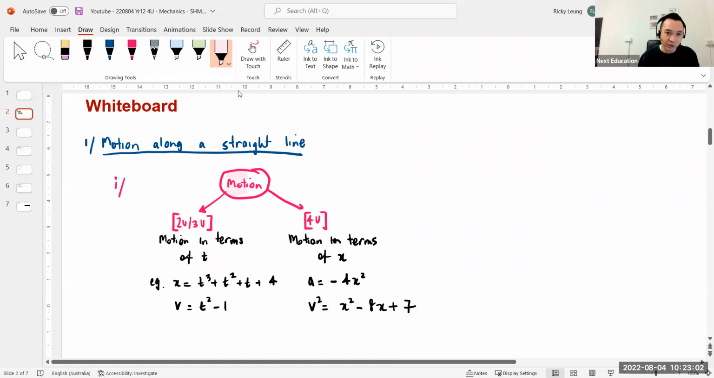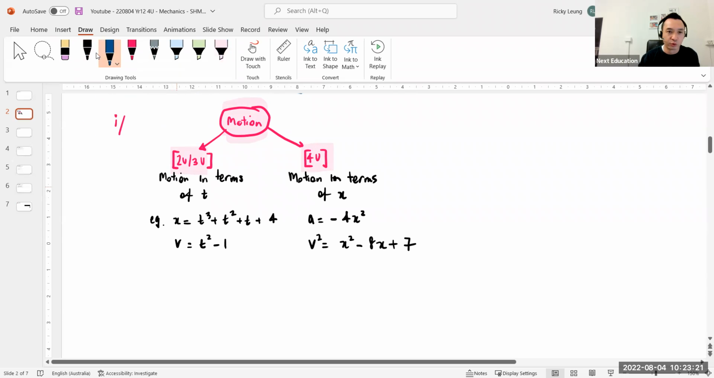So what I wanted to highlight is that whenever we talk about motion along a straight line, there is a 2-unit, 3-unit aspect where most of the expressions are expressed as a function of t, while in 4-unit, whenever you see it's expressed as a function of x, it is Extension 2. Now, with that in mind, a nice little diagram that I like to draw for my students is that whenever you have displacement, velocity, acceleration, to get from displacement to velocity and then velocity to acceleration, we differentiate.